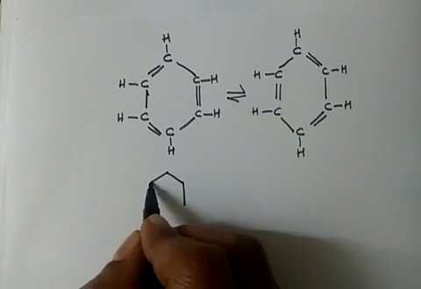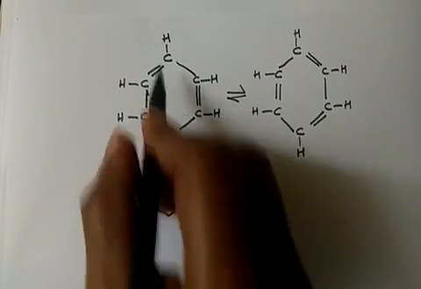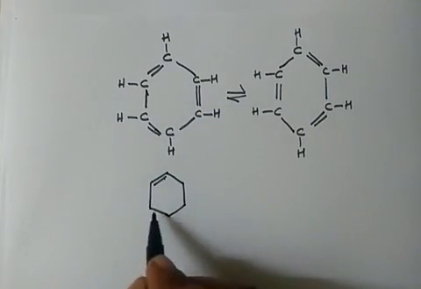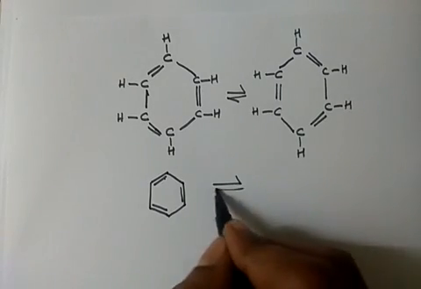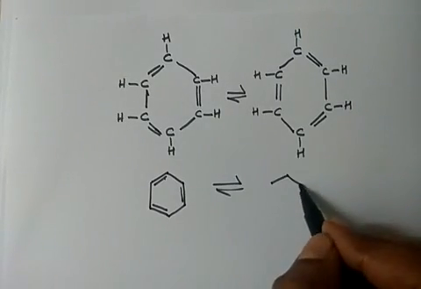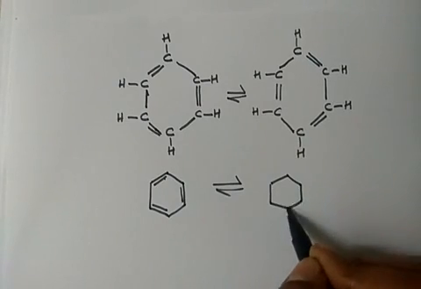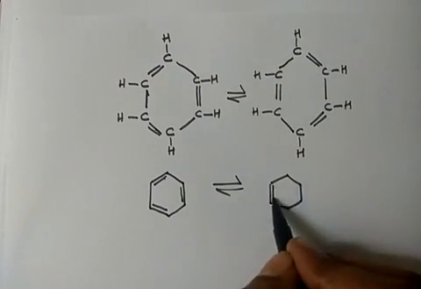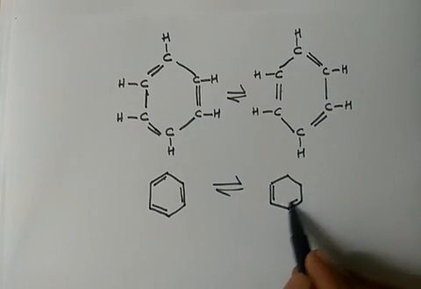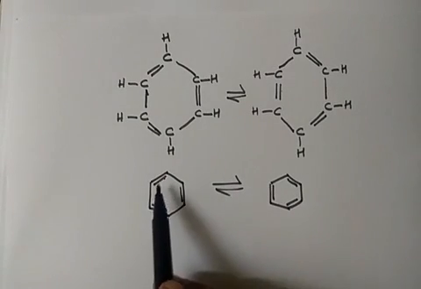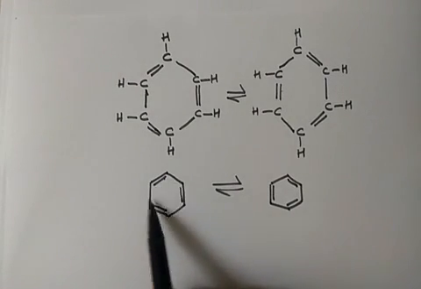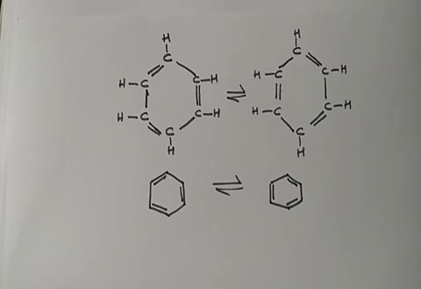Okay, the bond line structure of benzene. This one here: double bond, single bond, double bond, single bond. This is benzene, or the resonating structure: double bond, single, double, single, double. Okay, this is the resonating structure. And so, how many double bonds are present here? Three double bonds are present.